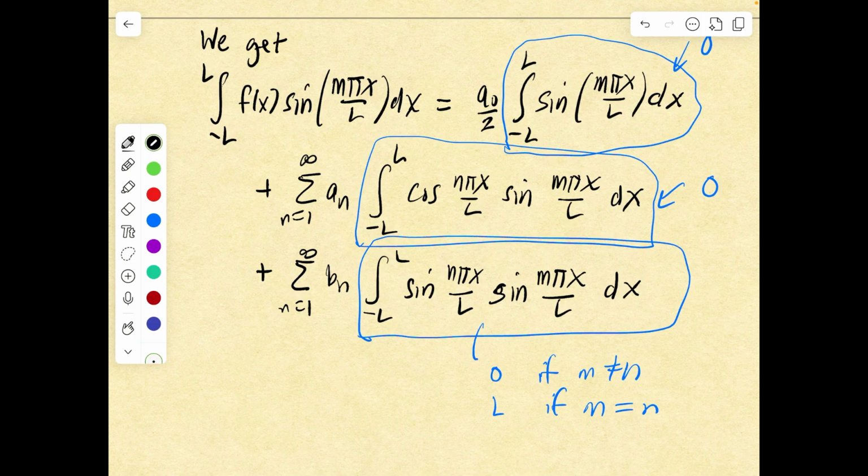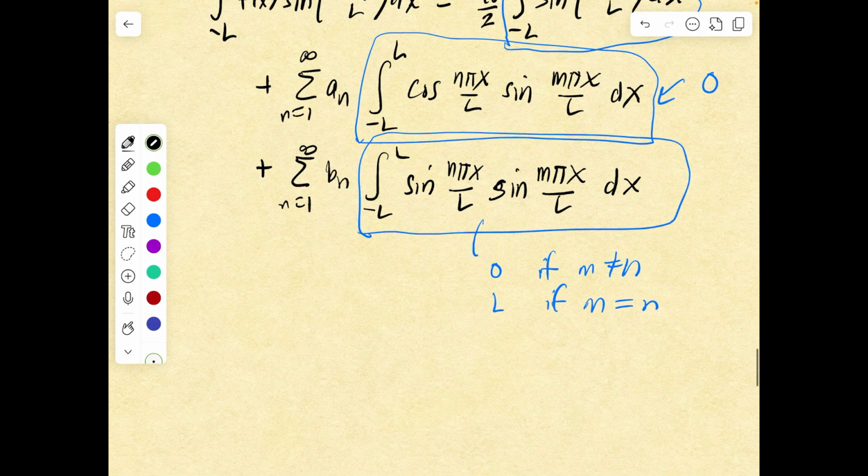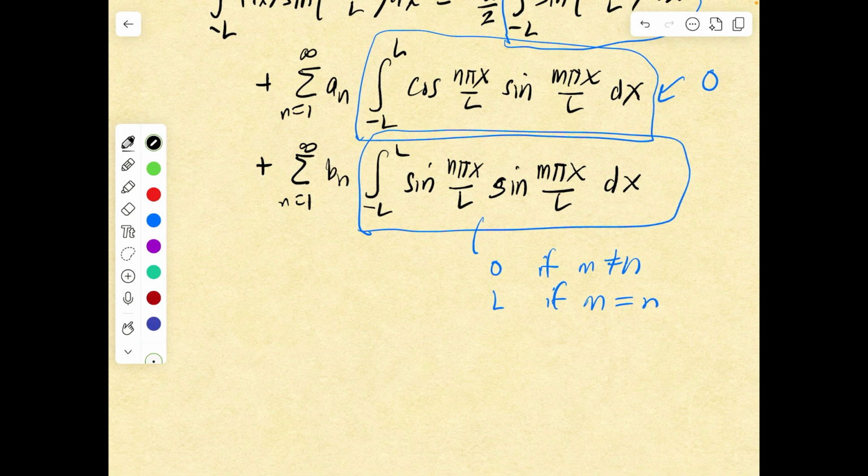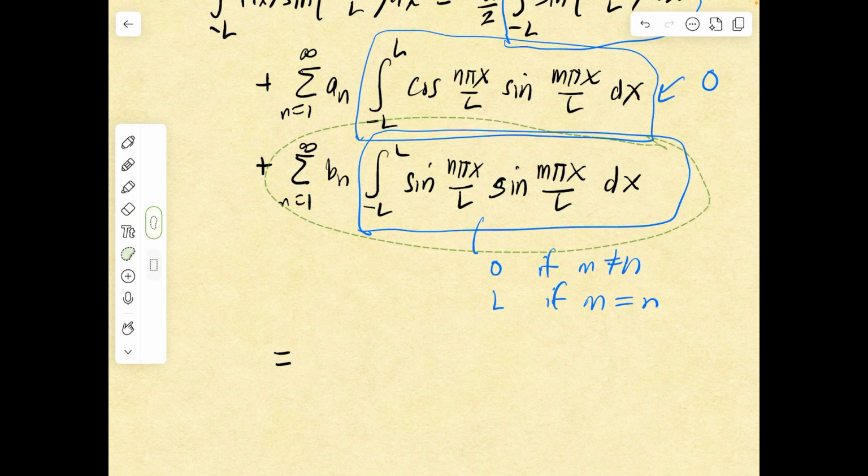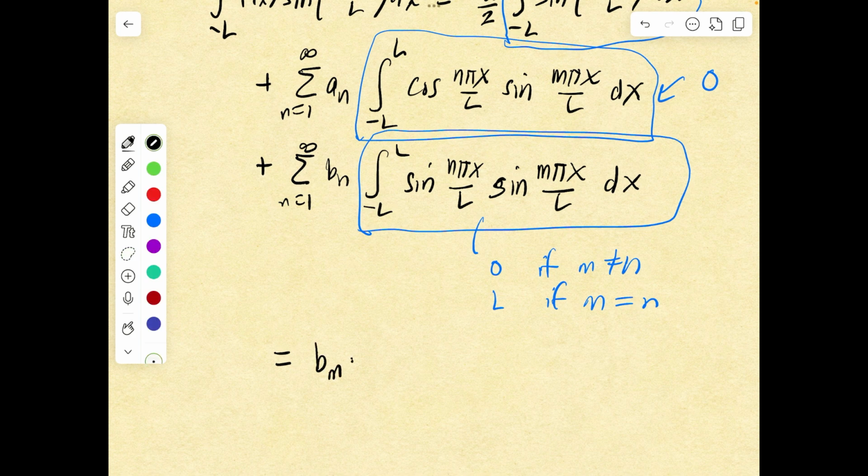And then plus the sum from n equals 1 to infinity of b sub n times the integral from negative L to L of sine n pi x over L times sine of m pi x over L dx. And now, once we're here, we use those integral facts that we saw before. This integral is 0, right? It's the integral of an odd function from negative L to L. This integral of sine and cosine is going to be 0.